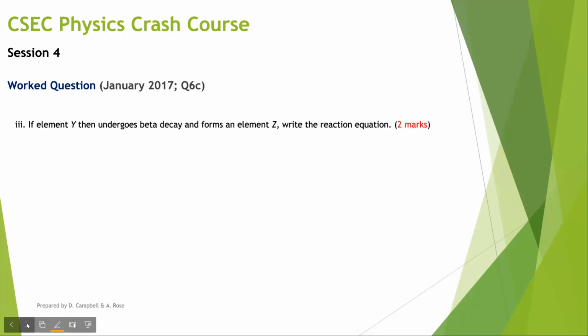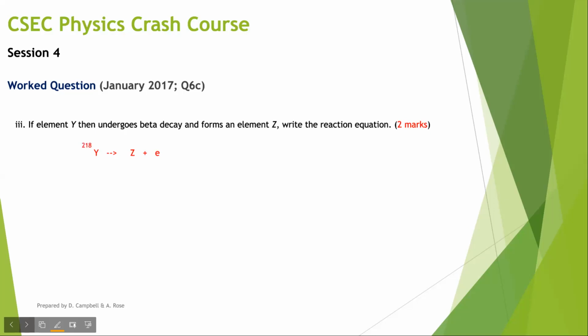Right. We are now asked to write the reaction equation if element Y, which is the element that we just found the mass and atomic numbers for, undergoes beta decay and forms a new element Z. Remember that in beta decay, there is a high speed electron that is ejected. So we can start off by having our reactant or the parent nuclide Y on the left, which decays to give Z plus that high speed electron.